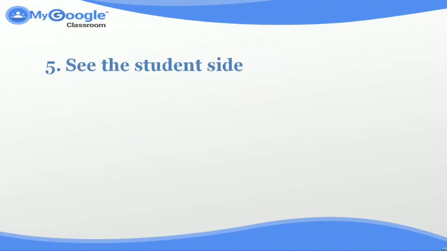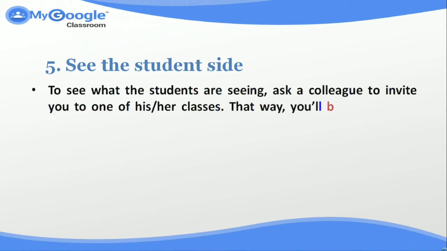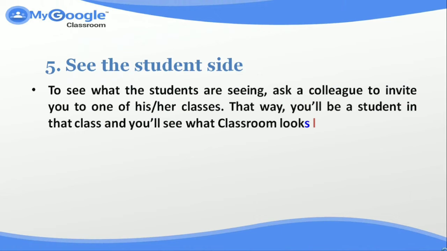Number 5. See the student side. To see what the students are seeing, ask a colleague to invite you to one of his or her classes. That way, you'll be a student in that class, and you'll see what Classroom looks like as a student.